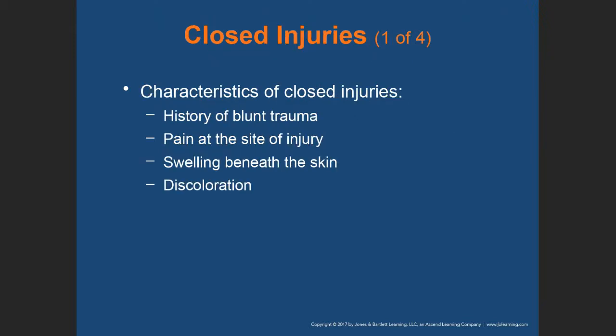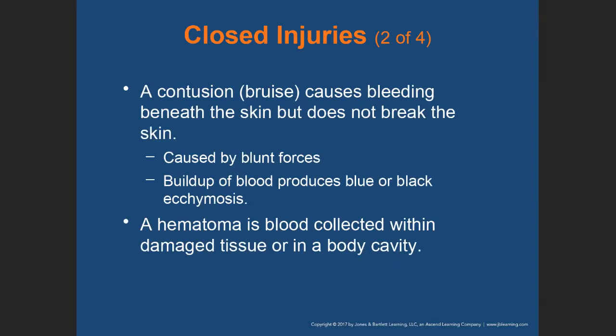All right, now characteristics of closed injuries. History of blunt trauma, pain at the site of injury, swelling beneath the skin, and discoloration. A contusion is a bruise, but it can appear two ways. They can have what is called an ecchymosis, or they can have a hematoma.